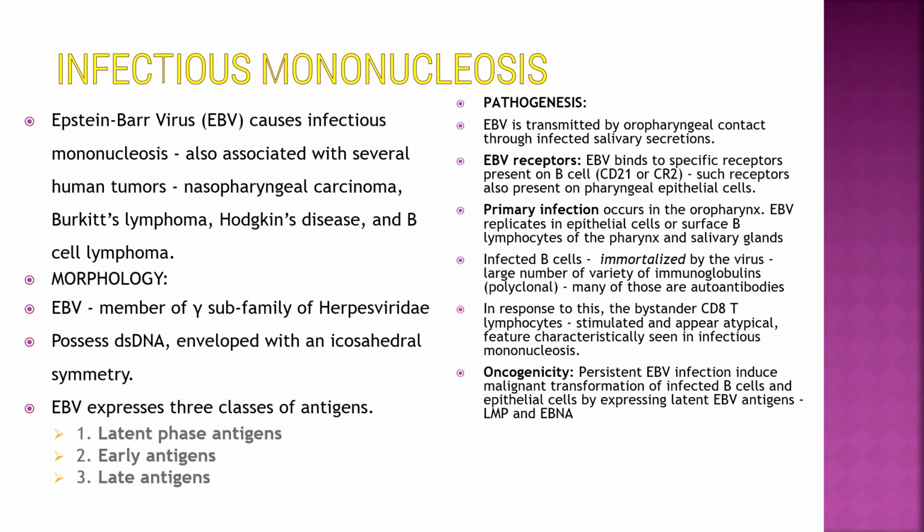Infected B cells are immortalized by the virus, producing a large variety of polyclonal immunoglobulins. Many of those are autoantibodies. In response to this, bystander CD8 T lymphocytes are stimulated and appear as atypical lymphocytes, a feature characteristically seen in infectious mononucleosis. Oncogenicity: persistent EBV infection induces malignant transformation of infected B cells and epithelial cells by expressing latent EBV antigens LMP and EBNA.